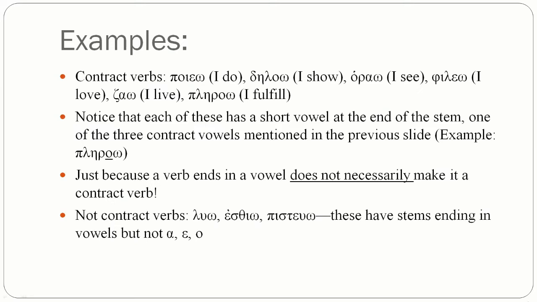Once again, there are verbs that end in vowels that are not contract verbs. So I've put 3 verbs here. Luo, this verb that we've been looking at all year long. Then you have esthio and pisteuo. These 3 have stems all ending in vowels. Luo is ending in upsilon as well as pisteuo. Both of those have the upsilon at the end. And esthio ends in an iota. But these verbs do not end in alpha, epsilon, or omicron. So therefore, they are not contract verbs.